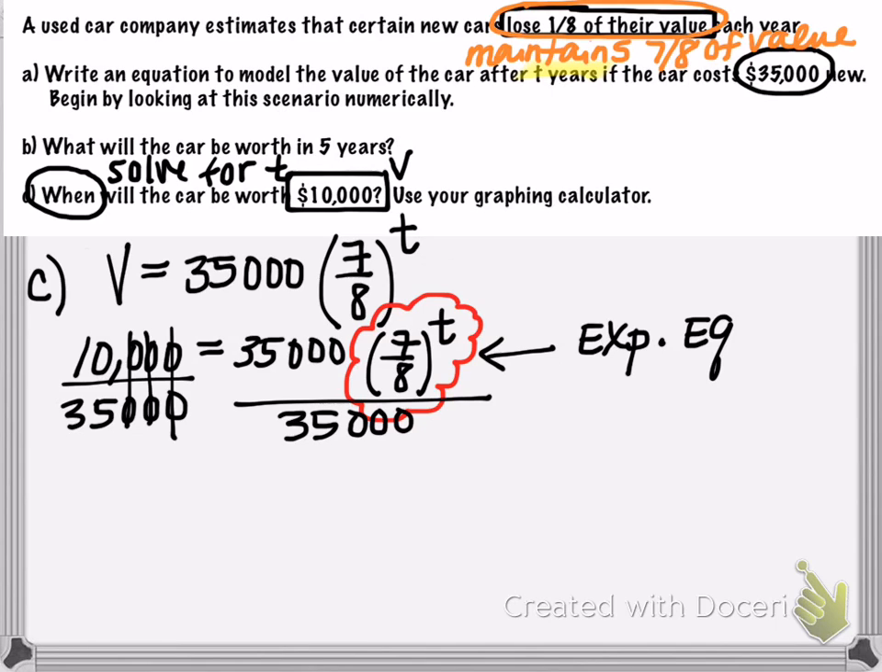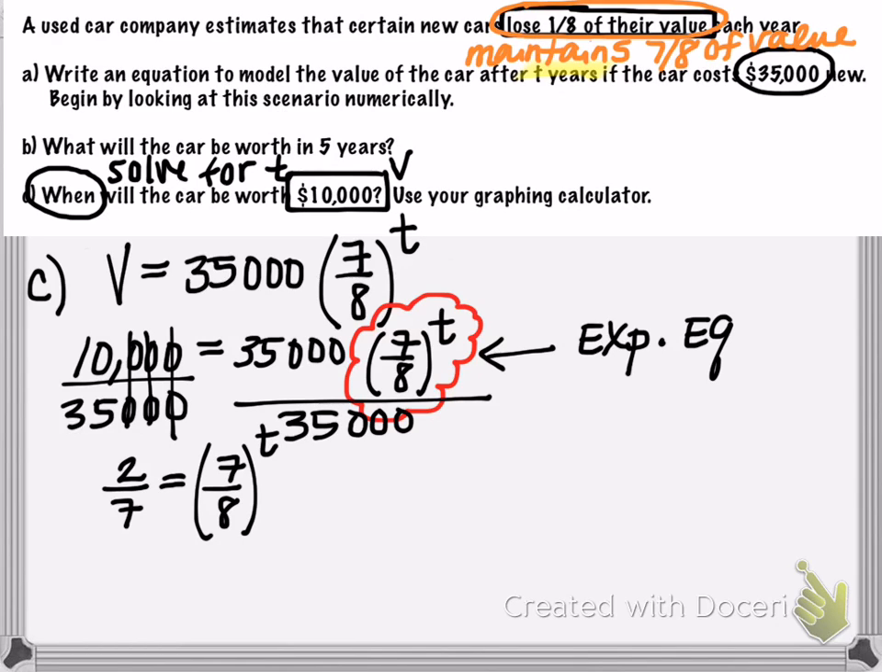And so you don't want to round in the middle of the problem. We only want to round at the very end, one time. So you want to go ahead and keep this in exact form. So 10 over 35 would be fine, or you could go ahead and simplify your fraction. And that's equivalent to 2/7, 2 over 7. So now we have 2 over 7 is equal to 7/8 to the t power.